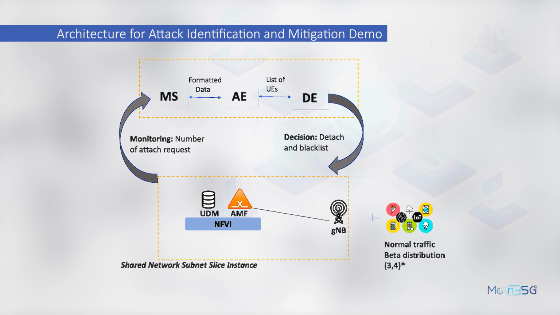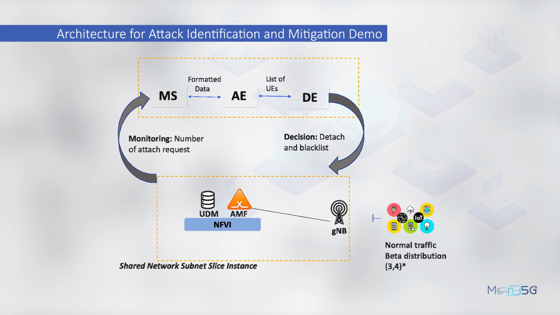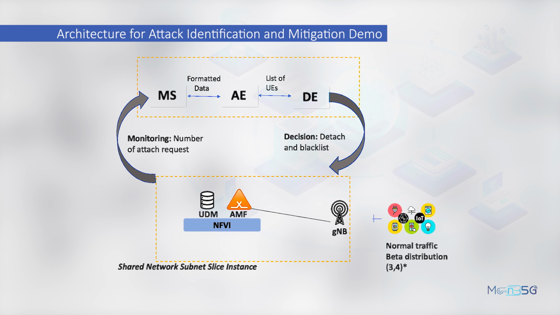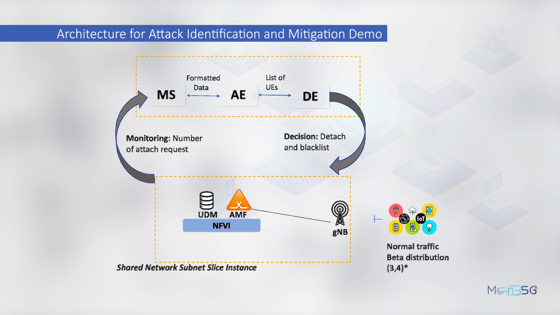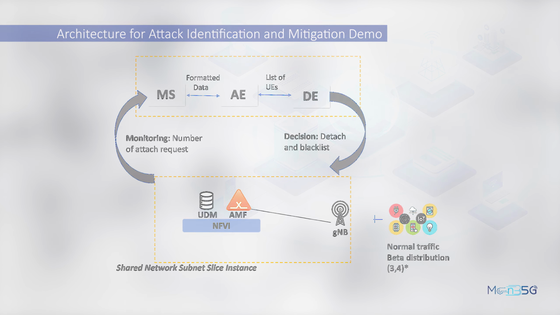The monitoring system collects the number of user equipment attach requests from the 5G core network. The monitoring system formats the data and sends it to the analytics engine that leverages the gradient boosting algorithm to compute a detection rate for each user equipment. The detection rate value will be used by the detection engine to decide whether to blacklist the user.